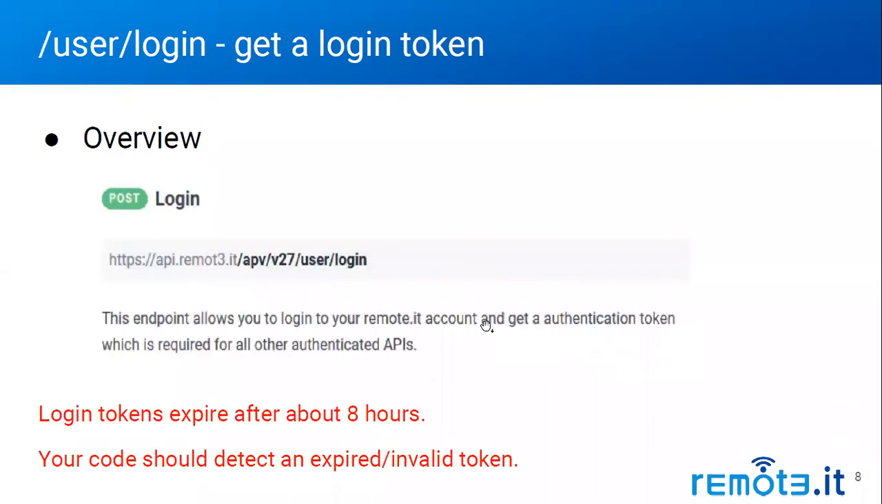I'm just going to go quickly here through the details of the various APIs which I've just discussed. This is the login endpoint. And one thing to know about login tokens is that they will expire after about 8 hours. The code that you use should be able to anticipate an expired or invalid token and handle it appropriately, whether you just want to fail or request that the person log in again is up to your application.